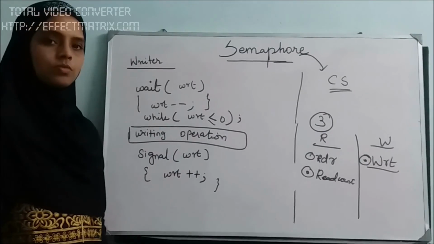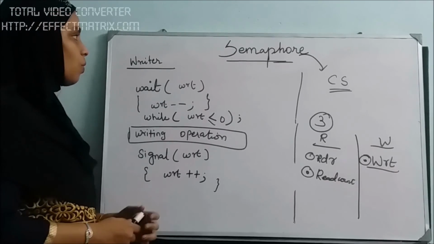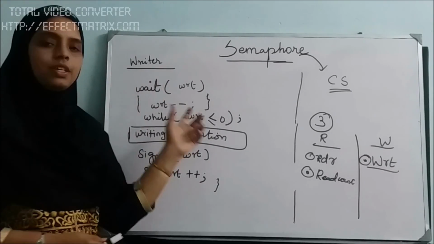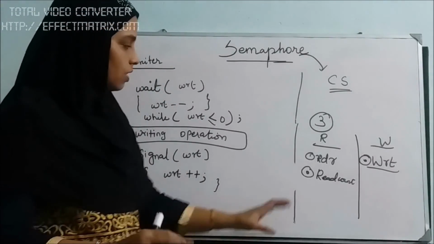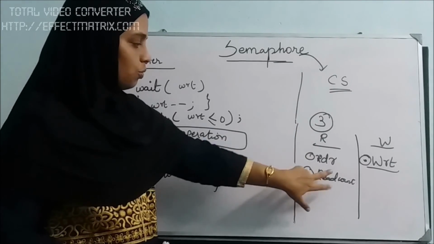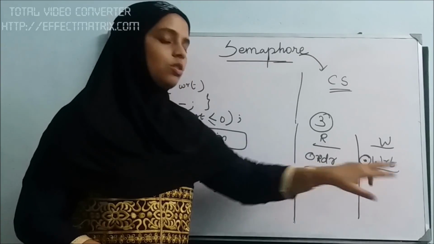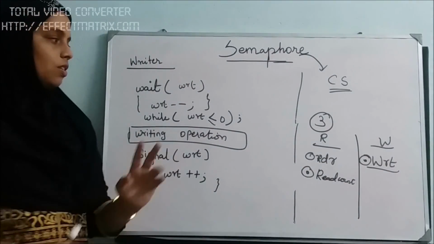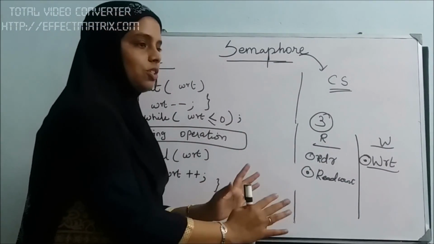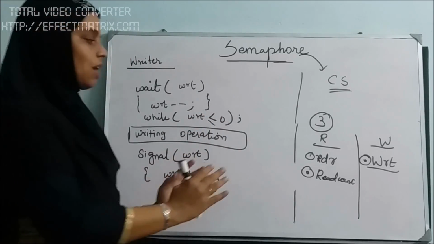Next. Now we are going to see one example, the readers writers problem. Already we have discussed that the reader has two semaphore values, RDR and read count. The writer has WRT. So two structured problems are here. Writers have a separate structure for their execution and the readers have a separate structure.